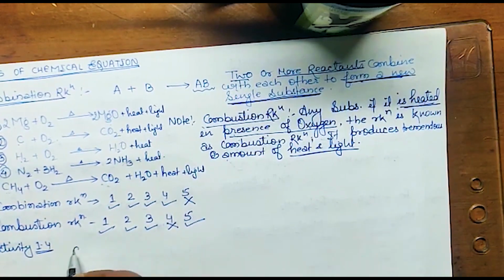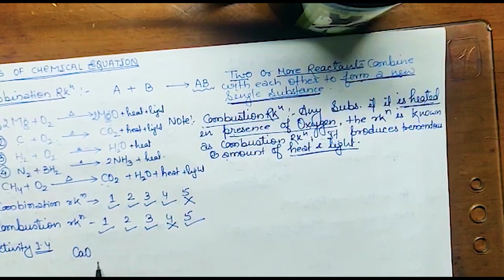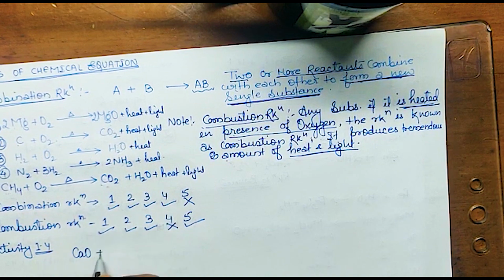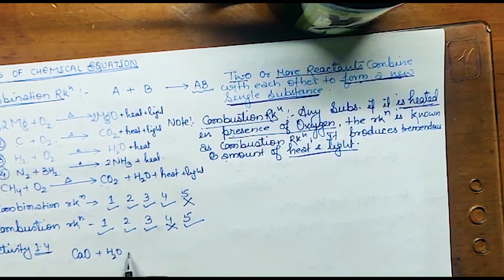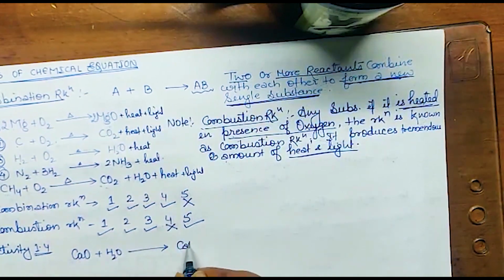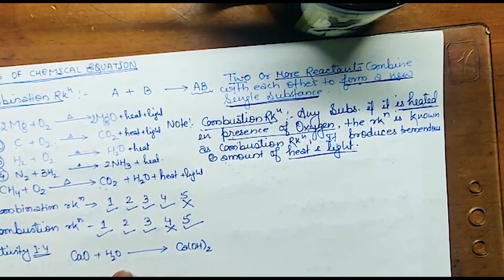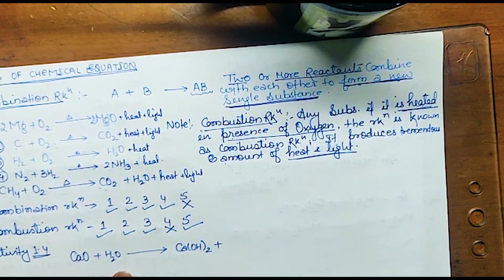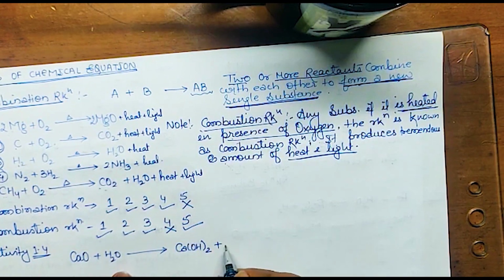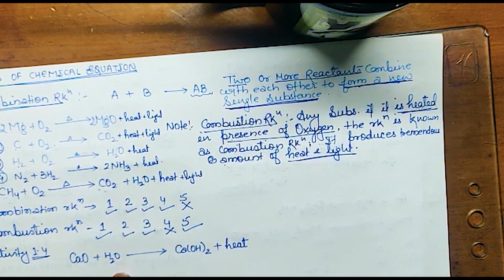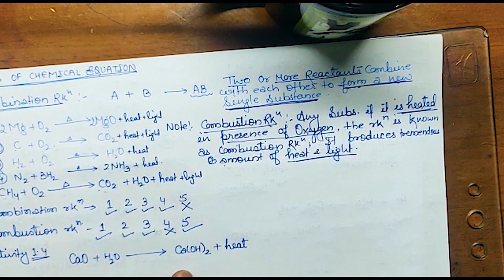So it says that calcium quicklime is CaO, okay, and in a beaker, slowly add water to this. So this will give you Ca(OH)2, okay. And what will happen? This beaker will be heated. So we can say it releases heat.